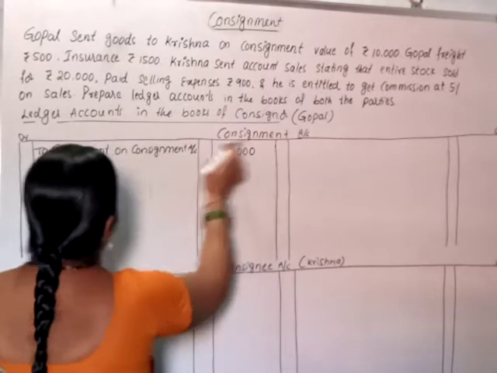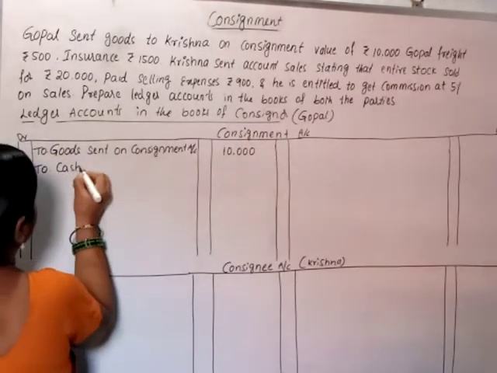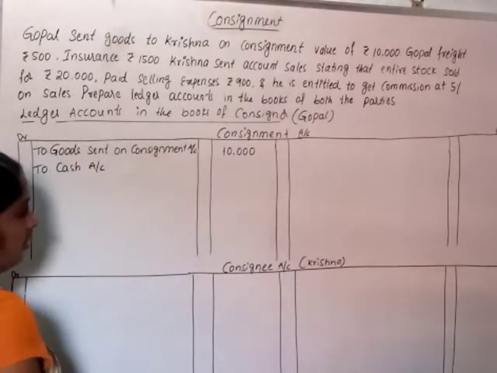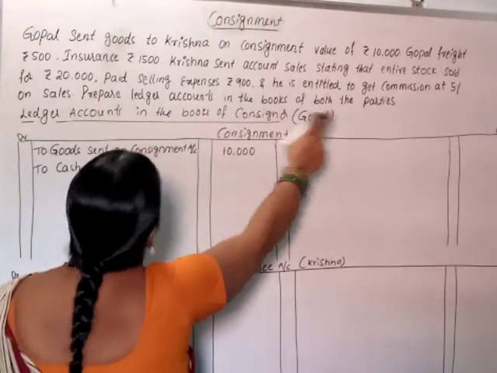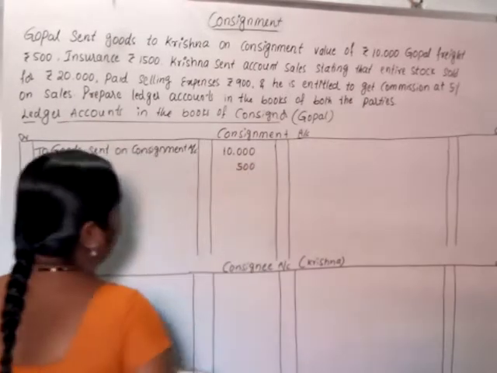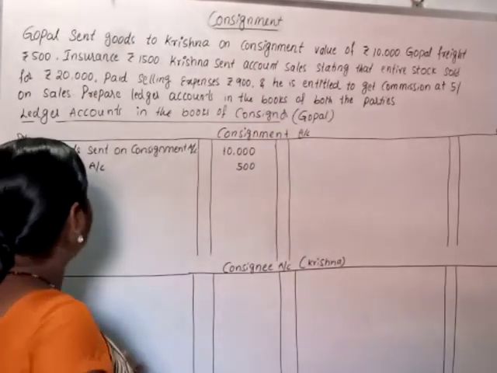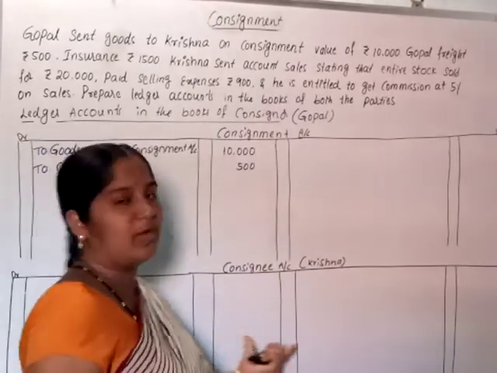So in the consignment account, on the debit side only, write as cash or bank account. So write here cash account. Gopal paid how much here? Rupees 500. So write down 500 rupees. Okay, next one, for the bill. In this problem there is no bill amount and no advance amount.